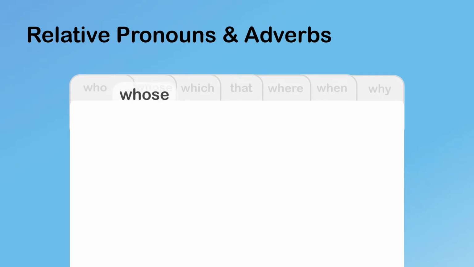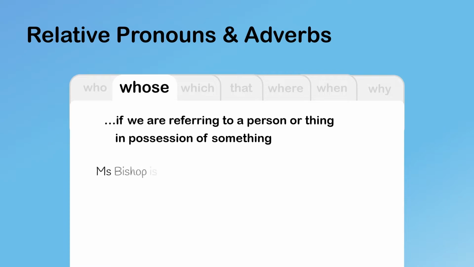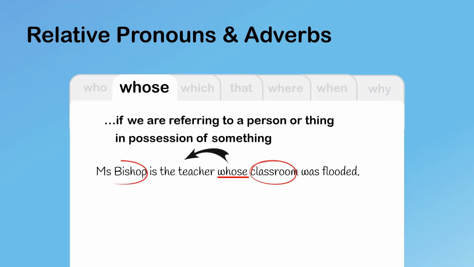Next up is whose. Whose is used if we're referring to a person or thing in possession of something. Here's an example. Ms. Bishop is the teacher whose classroom was flooded. Whose is used because the relative clause is showing possession. It is indicating that the classroom belongs to Ms. Bishop.